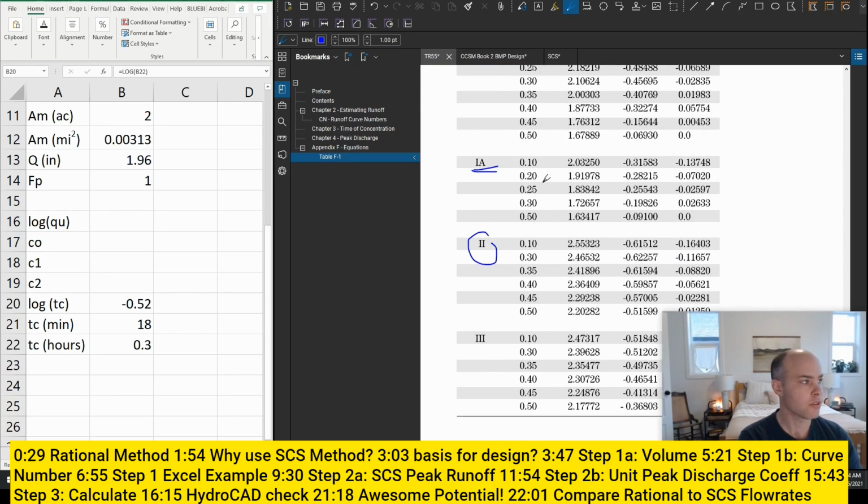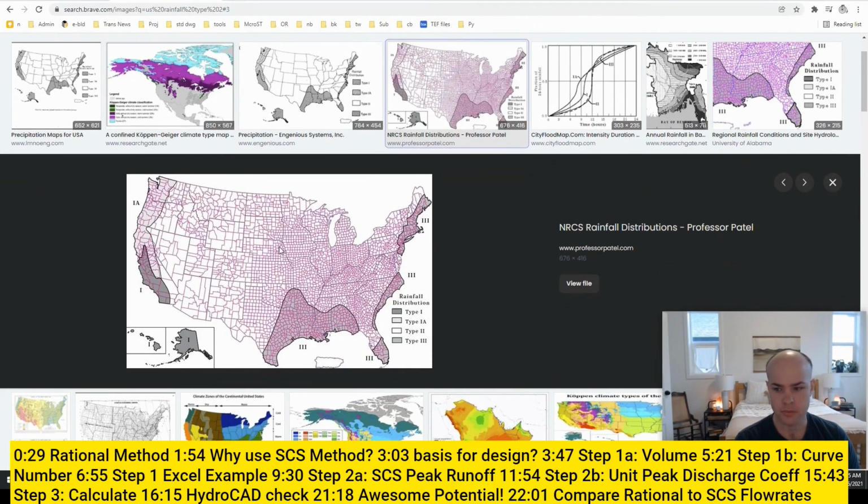So let me just pull this up real quick. You can see here is the US, and type 1A is the Pacific Northwest. Most of the country is type 2, which is everything that doesn't have a shaded area around it. So type 1 and type 1A have a lower peak related to the volume. Everywhere else has a higher peak related to the volume.